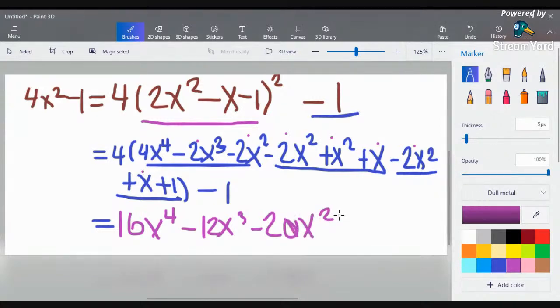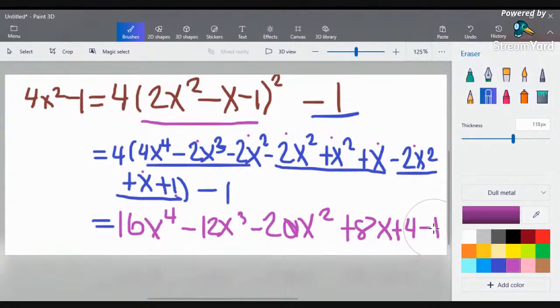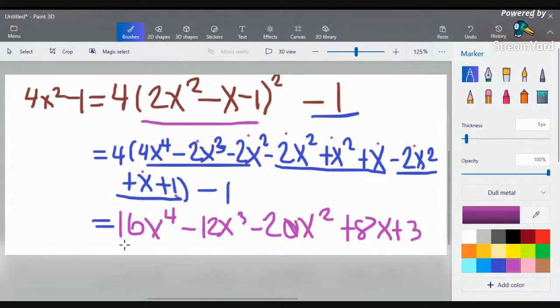Also, x plus x is 2x times 4, that's 8x. And also, we have 1 here. 1 times 4 is positive 4. And we have minus 1 here. Okay, so 4 minus 1, the answer will be 3. So this will be the final answer for letter F.